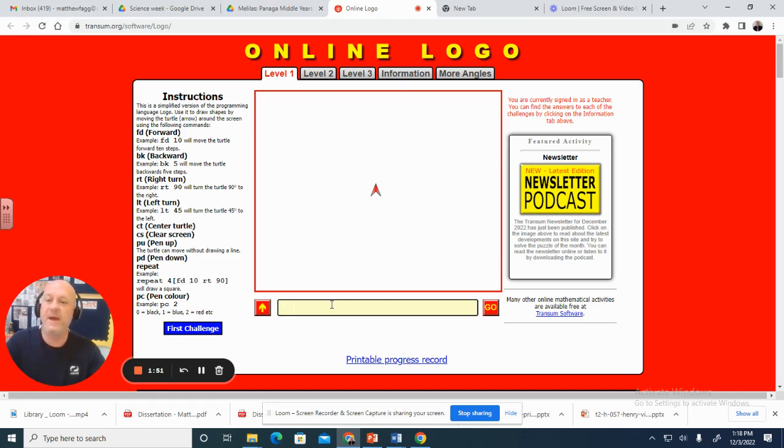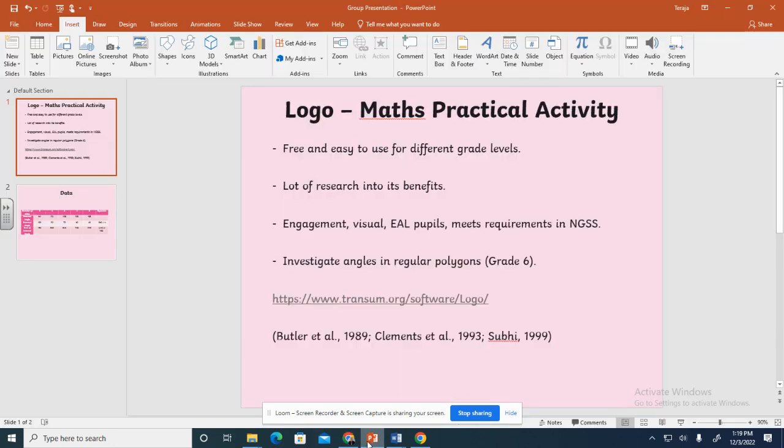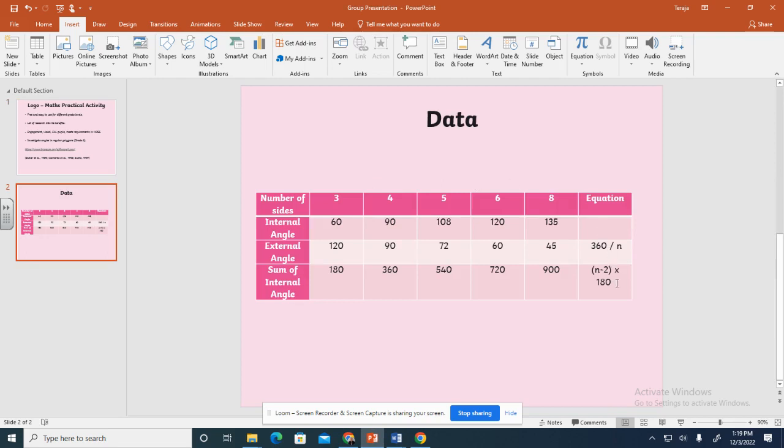So what I would do after that is I would ask the children to investigate some other regular polygons, perhaps pentagons, hexagons, and any shape that can be divided by 360 degrees without a remainder. And then I would ask the children to tabulate that data. So let's have a look at what that might look like. So here we can see in the table here we've got the number of sides, and they can put this data into the table. And I would hope that they would be able to look for some patterns after that.